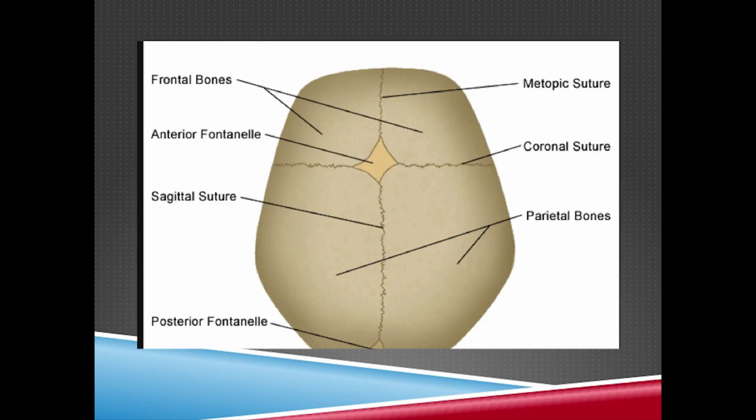This is a quick little snapshot of the top of an infant's head, and it shows the anterior and the posterior fontanelle. You have the diamond-shaped anterior fontanelle towards the top of the head, and then the posterior is in the back.